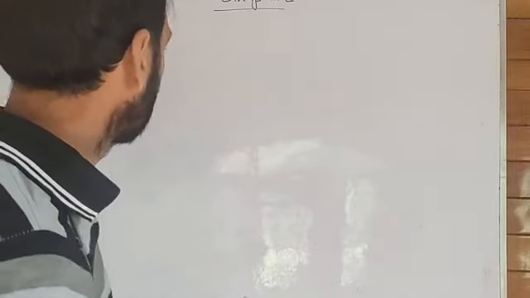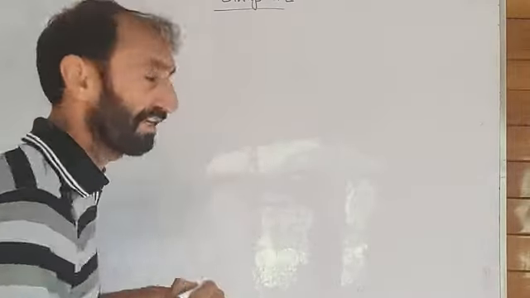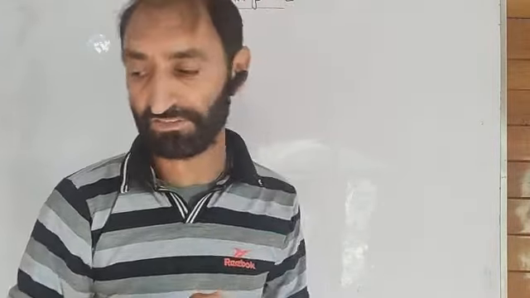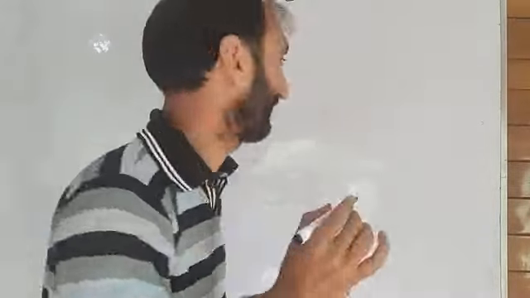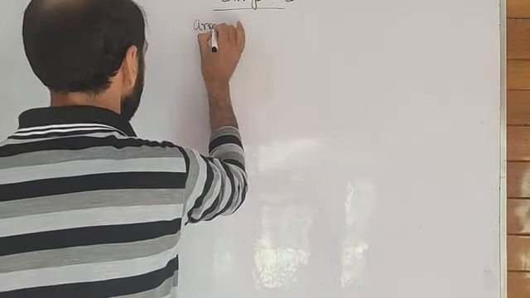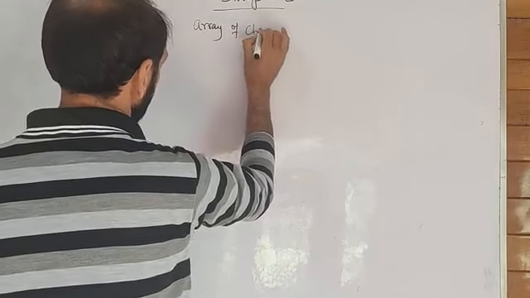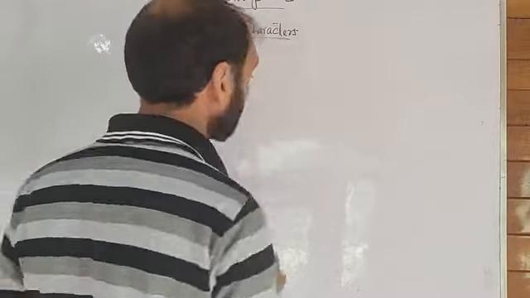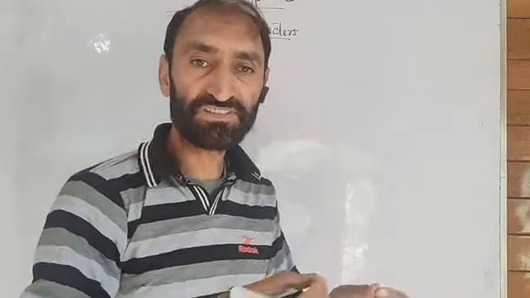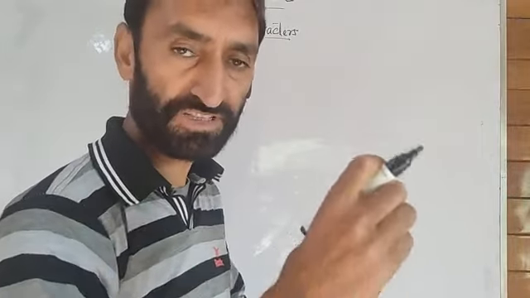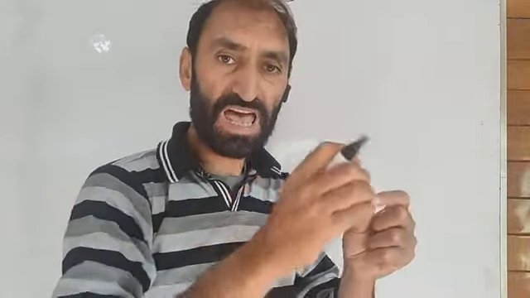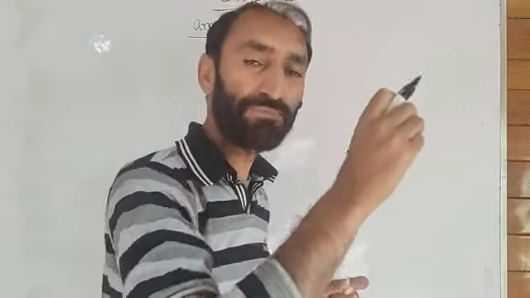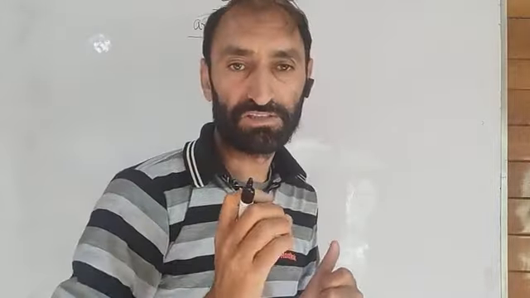So what are strings? Actually, strings are the array of characters. Already we have discussed arrays in the previous video. What are arrays? An array is a group of elements of the same data type referred by a single name. That is called the array.